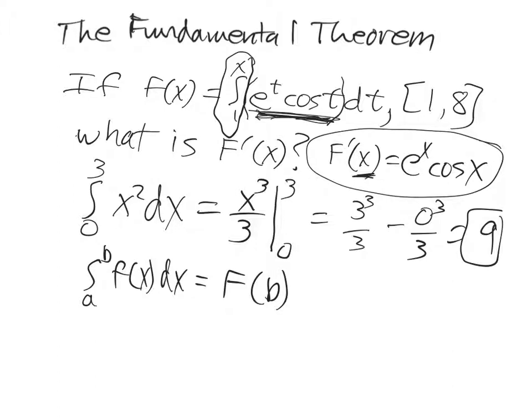Technically, capital F is the antiderivative, just like x cubed over 3 would be the antiderivative of x squared. So we take F of b minus F of a. So we always start with the top one and then subtract the bottom one. Okay? And we use that in a lot of different ways.